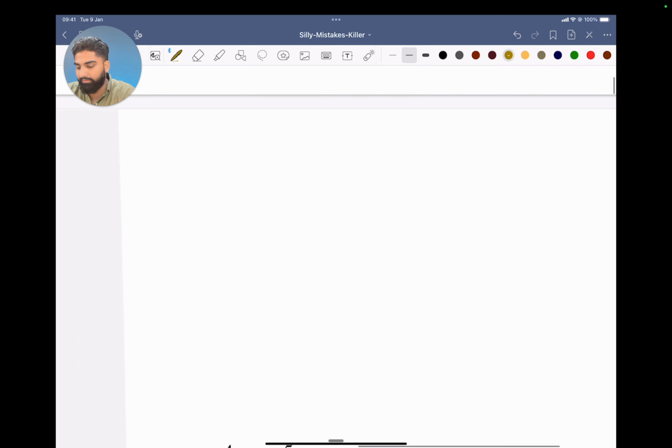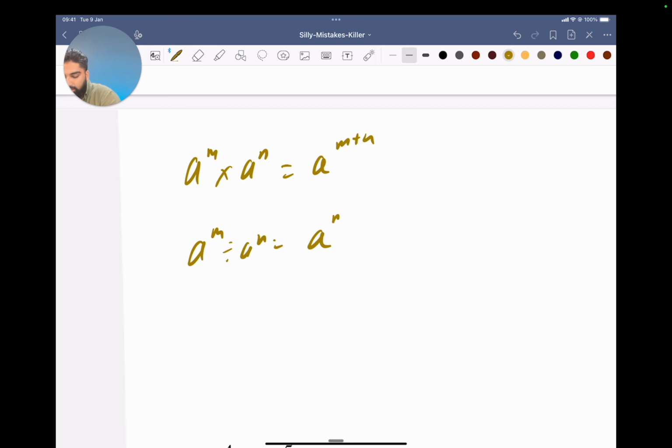Starting off, we have indices. You have some index laws that you have to know. If you have a to the power of n times a to the power of n, as long as they have the same base, you add the powers. If they have a different base, then you minus the powers.